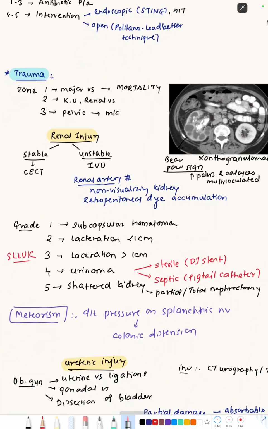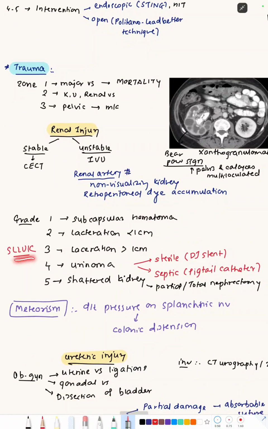Now there are grades of renal injury, and the mnemonic is LOOK. So grade 1 is subcapsular hematoma, grade 2 is laceration less than 1 centimeter, grade 3 laceration more than 1 centimeter, then grade 4 is urinoma. If it's a sterile urinoma, we go for conservative management. If it's a septic urinoma, we go for pigtail catheter. And fifth is the shattered kidney, wherein there is either a partial nephrectomy or total nephrectomy needs to be done.